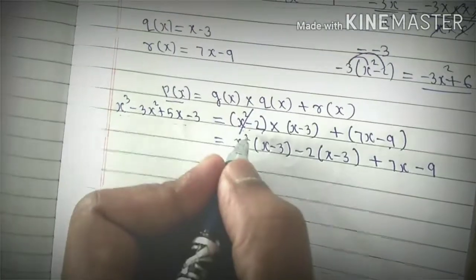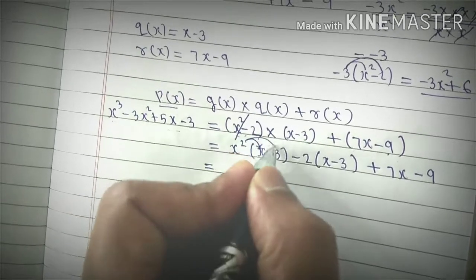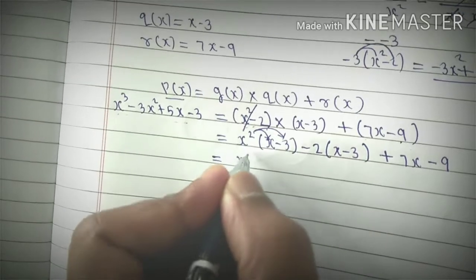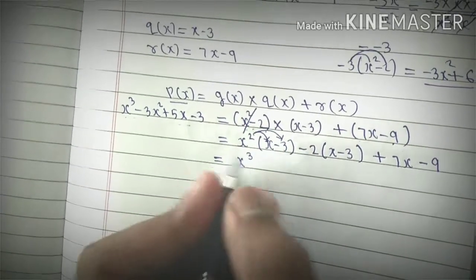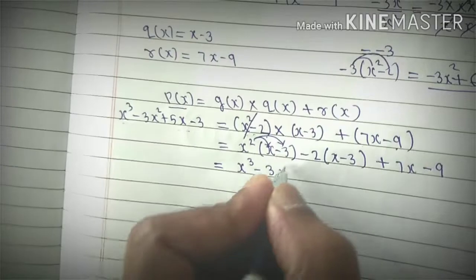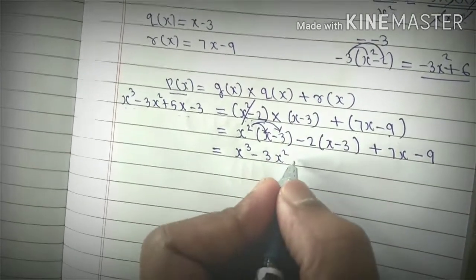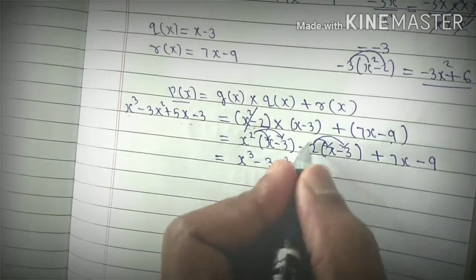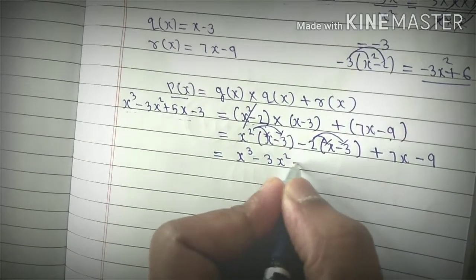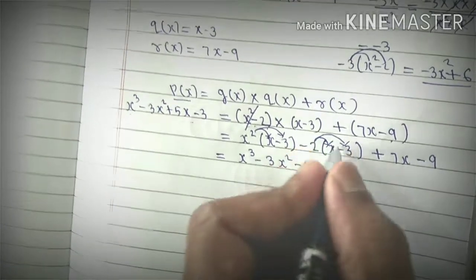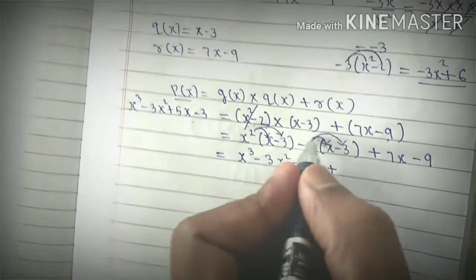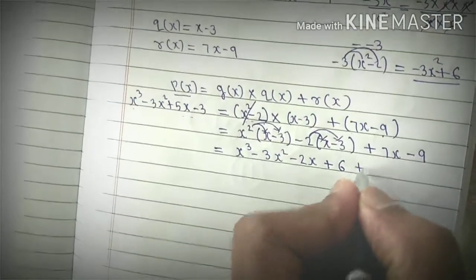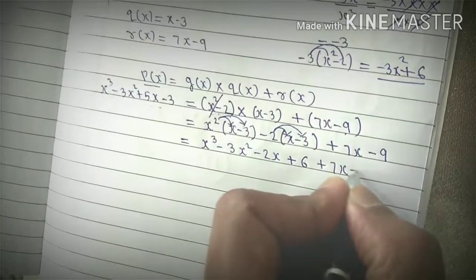Now multiply this x square to x and to 3. So x square multiplied with x will give me x cube. X square multiplied with 3 will give me 3x square. Minus 2, you have to multiply with x and with 3. So minus 2 multiplied with x will give me minus 2x. Minus into minus will be plus. 2 multiplied with 3 will give me 6 plus 7x minus 9.